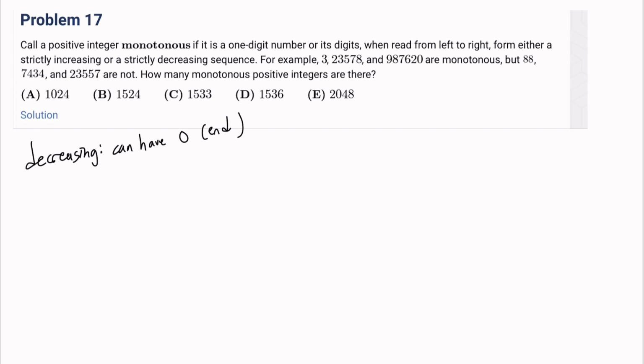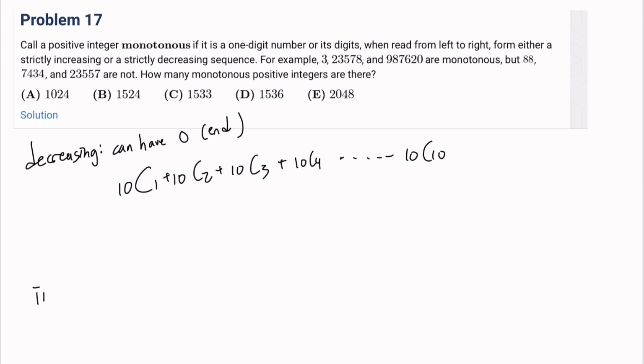So that means we can have 10 choose 1 for the one-digit numbers, plus 10 choose 2 for the two-digit numbers, 10 choose 3 for the 3-digit numbers, 10 choose 4, all the way to 10 choose 10, right? Which will be 9, 8, 7, 6, 5, 4, 3, 2, 1, and 0, right?